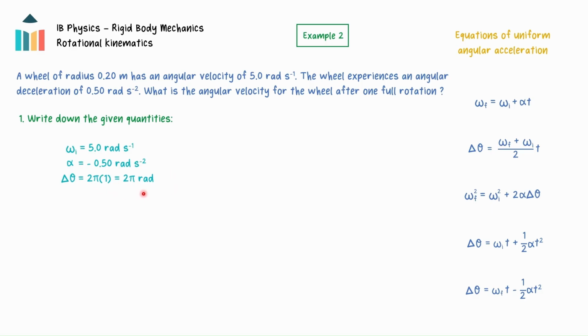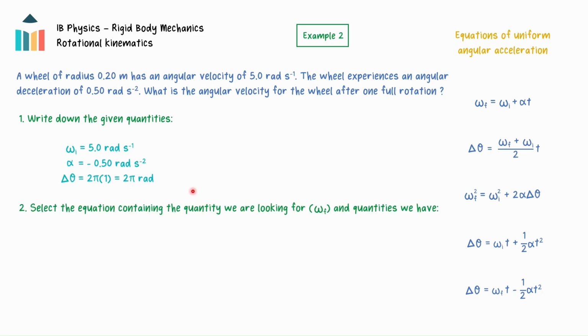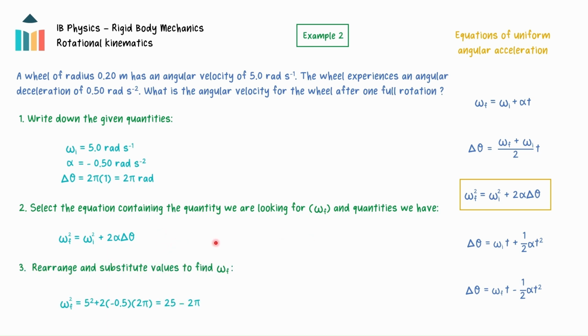To convert rotations to radians, we multiply by 2 pi, as this is the angular displacement of a full rotation. Next, we choose an equation that contains what we know and what we want to find. We're solving for omega f, so the most suitable equation is omega f squared equals omega i squared plus 2 alpha delta theta. Substituting the values into the equation, this becomes 25 minus 2 pi. Taking the square root, this comes out to be around 4.32 radians per second. So after one full rotation, the angular velocity of the wheel is around 4.3 radians per second.